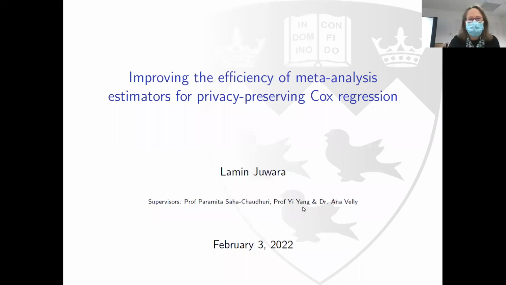Okay, so today we talk about improving the privacy of meta-analysis estimators for privacy-preserving Cox regression.